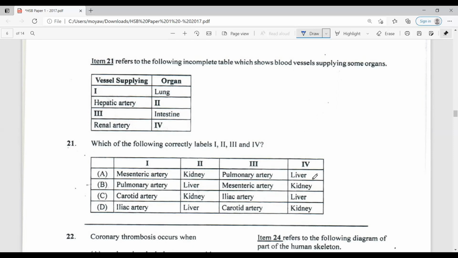So now, which of the following correctly labels 1, 2, 3, and 4? So we have to know what is missing, so we have to fill in the blank. Two of the easiest ones to identify would be 2 and 4. Because they're talking about hepatic, 2 has to be the liver. And for 4, because they're talking about renal, it has to be the kidney.